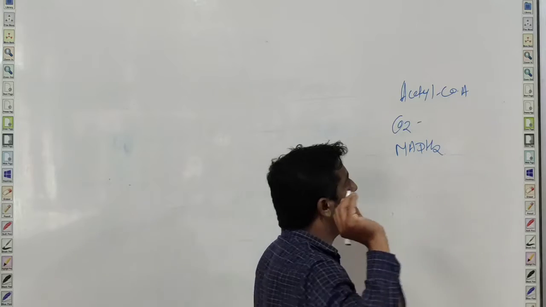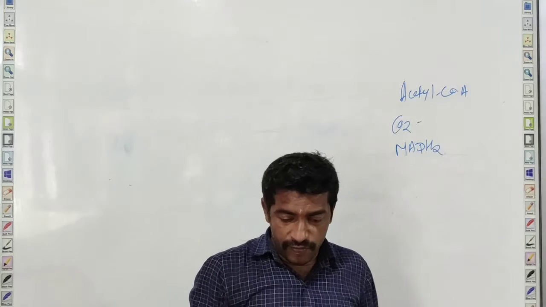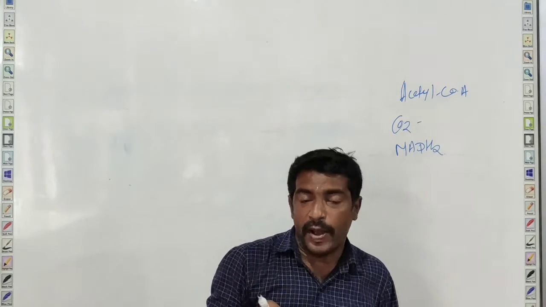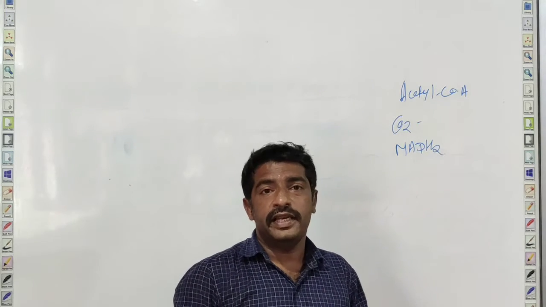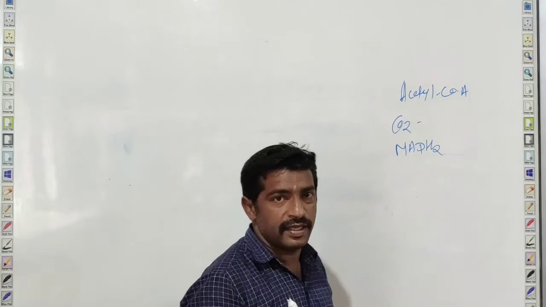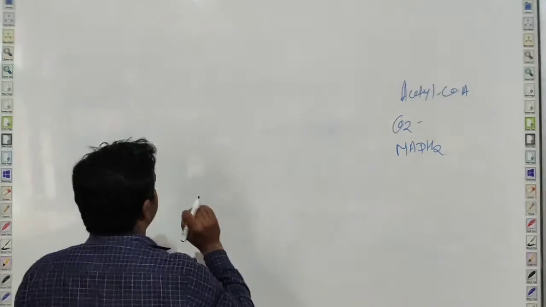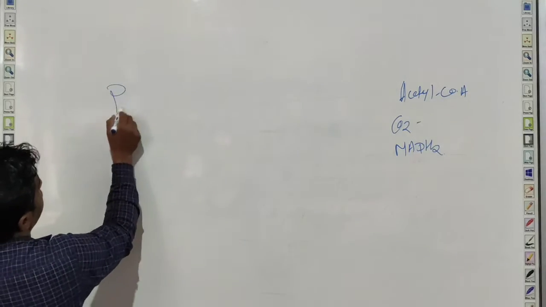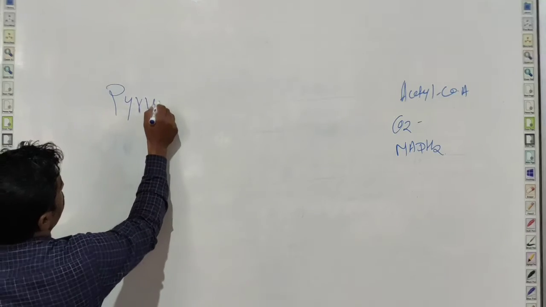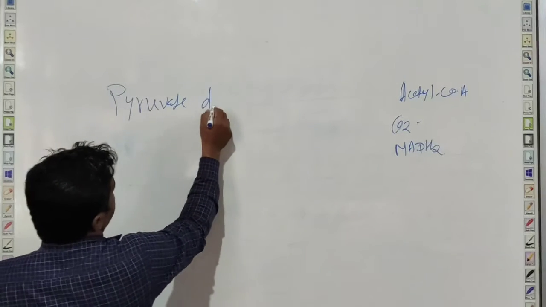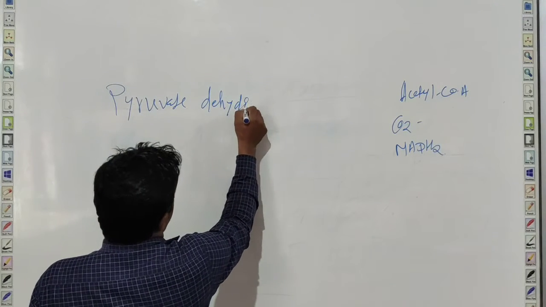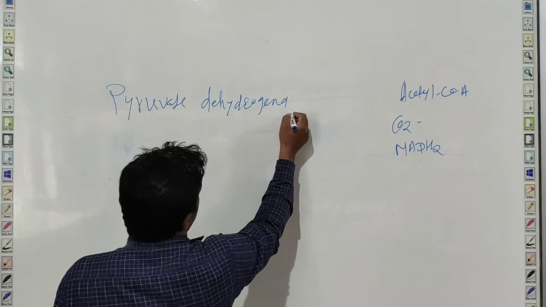It is a reducing power, and for the oxidation of this pyruvic acid, it needs an enzyme complex, and that enzyme complex is called the pyruvate dehydrogenase complex.